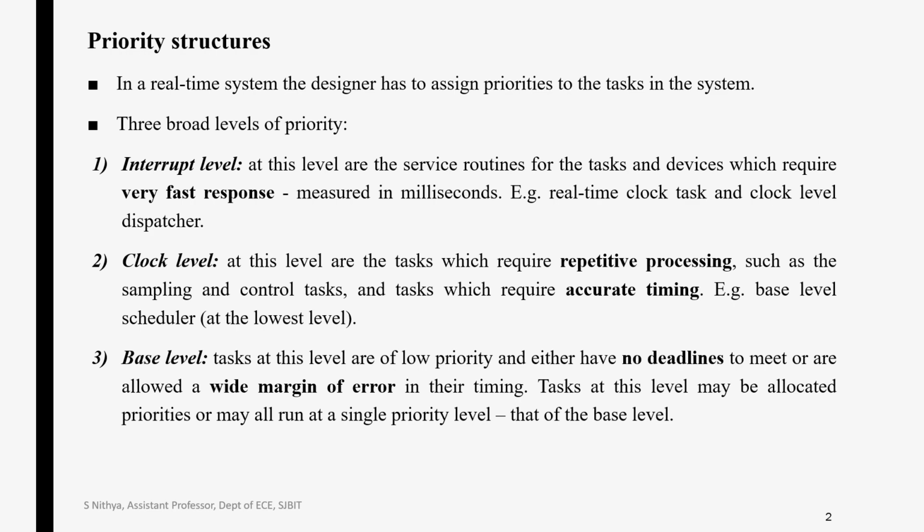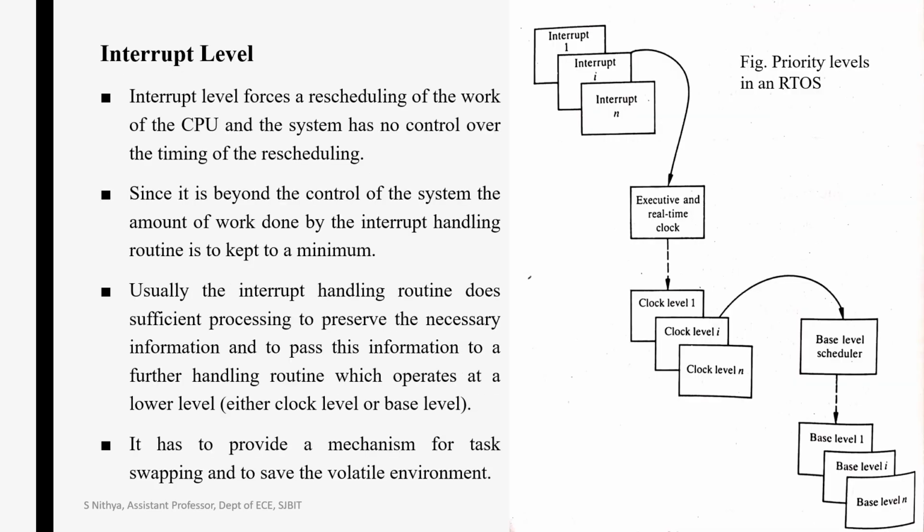We'll see what the interrupt level, the clock level and the base level are. If we look here, these are the priority levels in the real-time operating system. These are the tasks under the interrupt level, these are the tasks under the clock level, and these are the tasks under the base level. Between the interrupt level and the clock level there is an executive and a real-time clock, and between the clock level and the base level there is the base level scheduler.